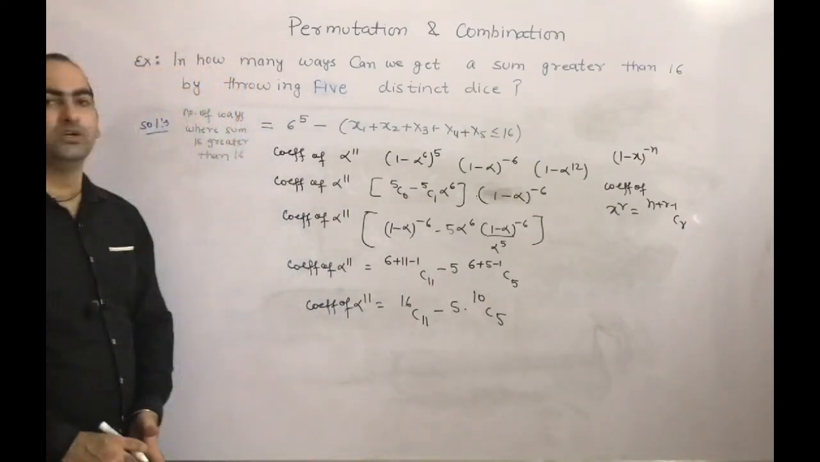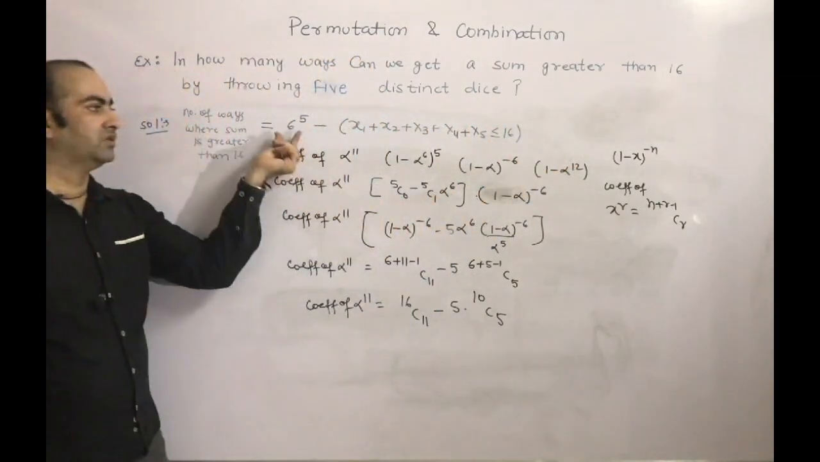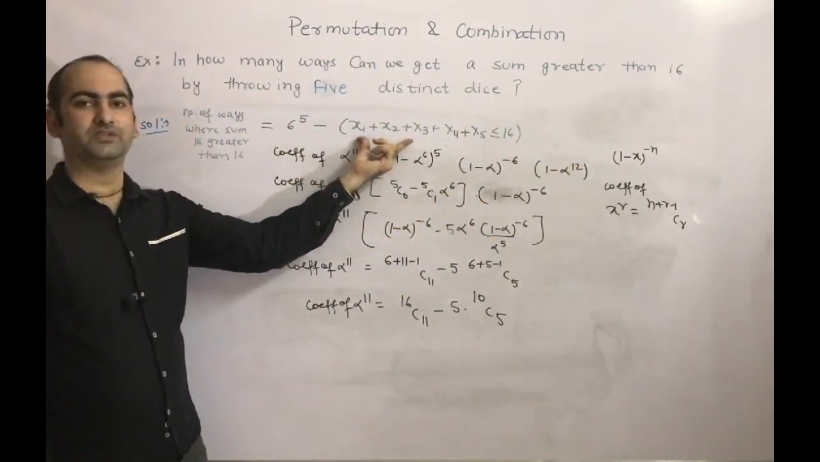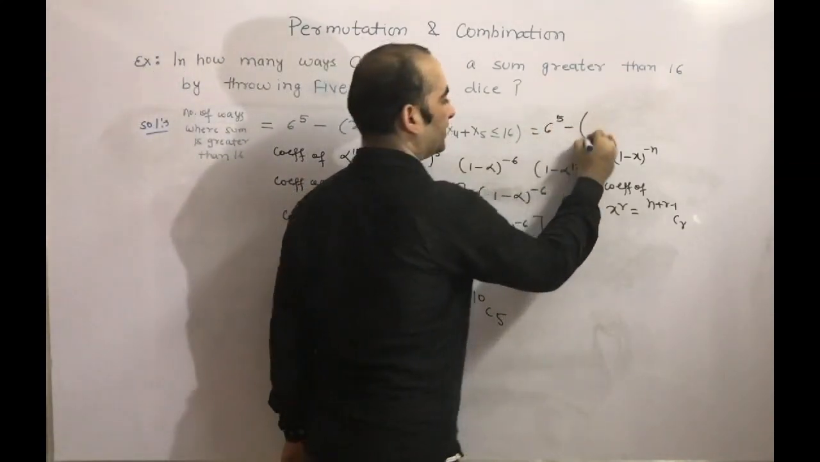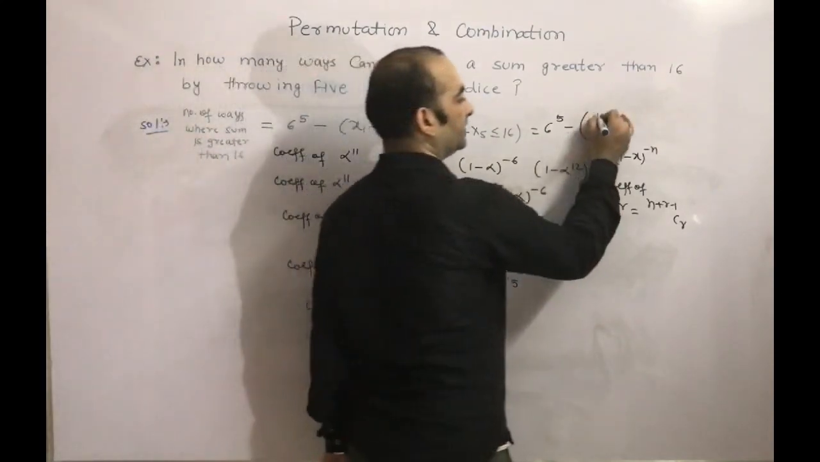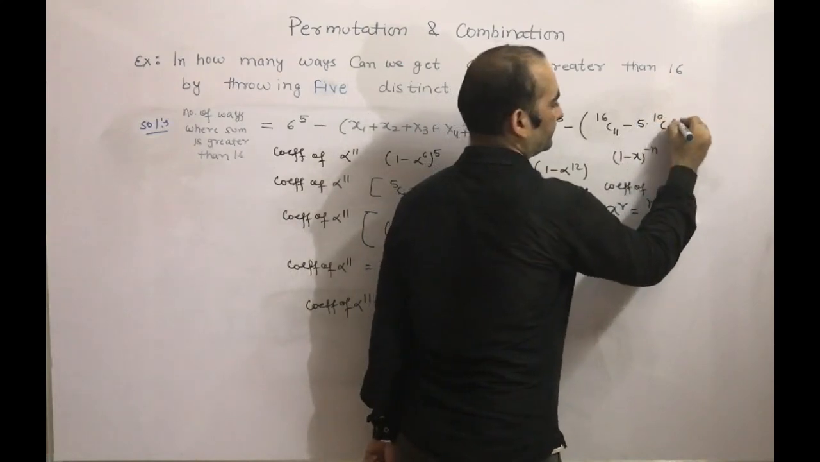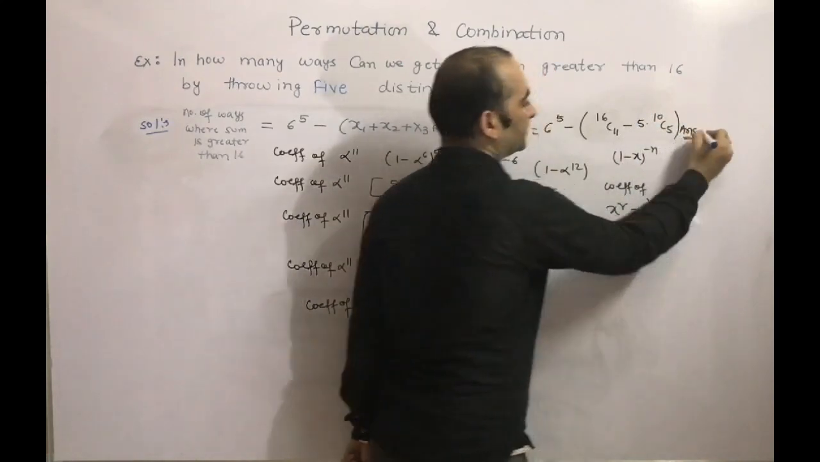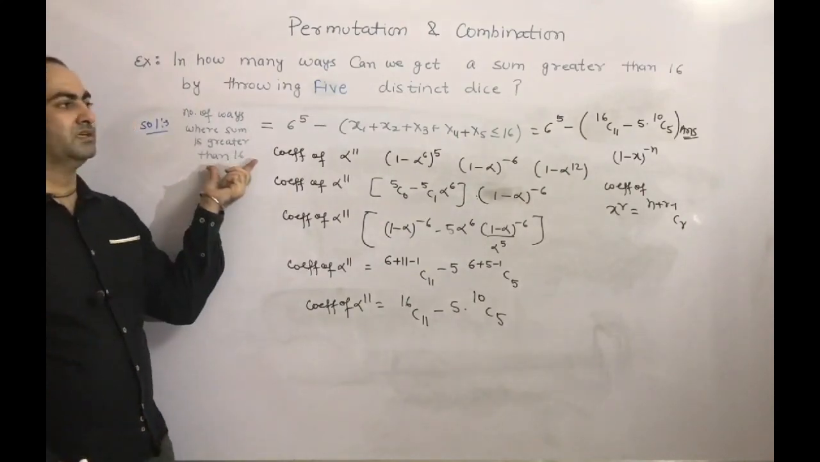And we want the total number of ways where the sum is greater than 16. That is nothing but total cases minus the solution of this equation. So what will come? 6 power 5 minus, in bracket, the solution of this equation, which is 16c11 minus 5 into 10c5. This one is your answer. So the total number of cases where the sum is greater than 16 is this one.